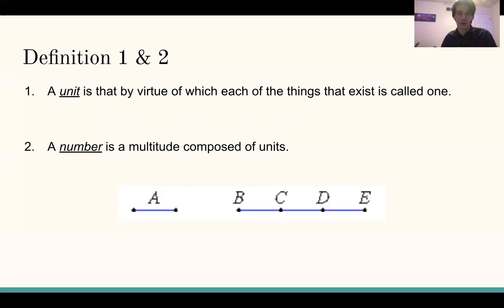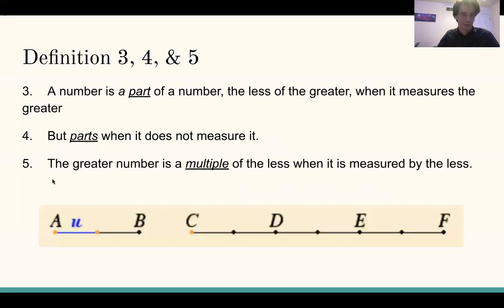And then for definition 2, a number is a multitude composed of units. If you look at segment B to E, we can see that B to C is the same as A, so it's going to be 1. The same goes for C to D and D to E. So B to E is going to be a number composed of units, and that's what a number is, according to Euclid.